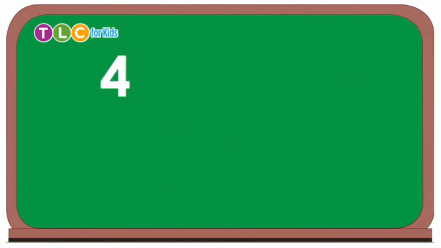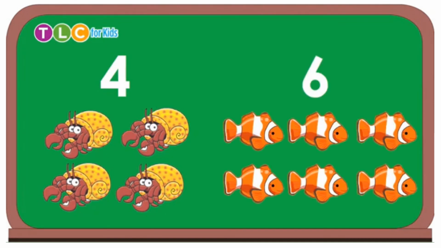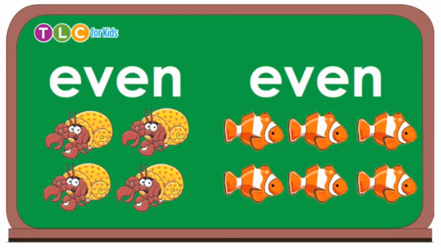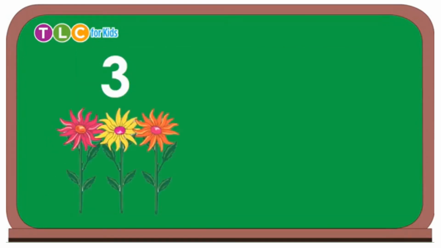I saw 4 hermit crabs and 6 tropical fish. Even numbers of crabs and fish I saw at the beach. You saw 3 beautiful flowers.